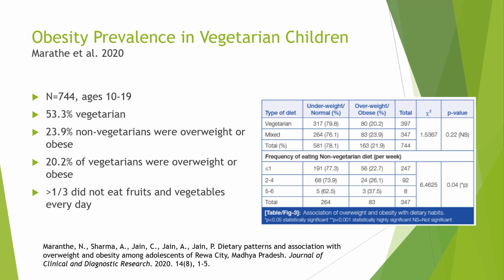The authors also found that those who ate more non-vegetarian food were more likely to be obese than those who ate more vegetarian foods. Another finding from the study was that more than a third of the participants did not eat fruits and vegetables every day. This low intake of fruits and vegetables had a significant association with overweight and obesity in this study.